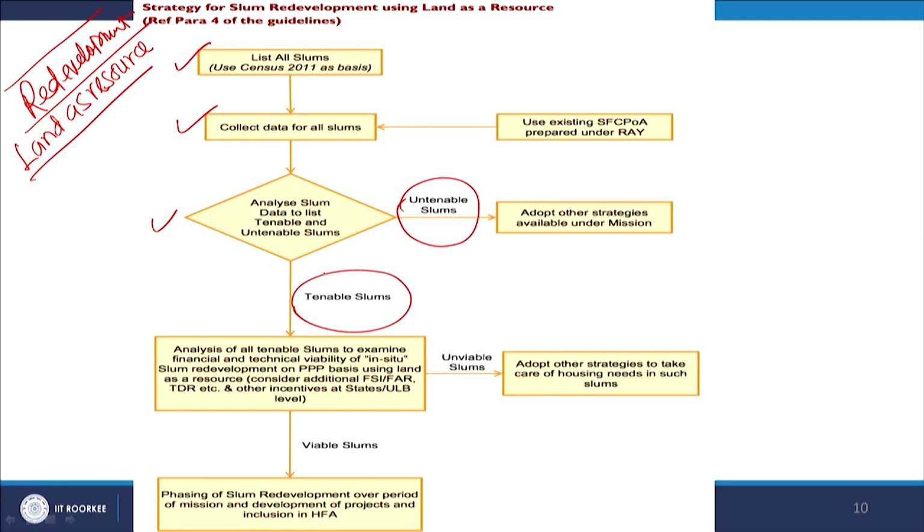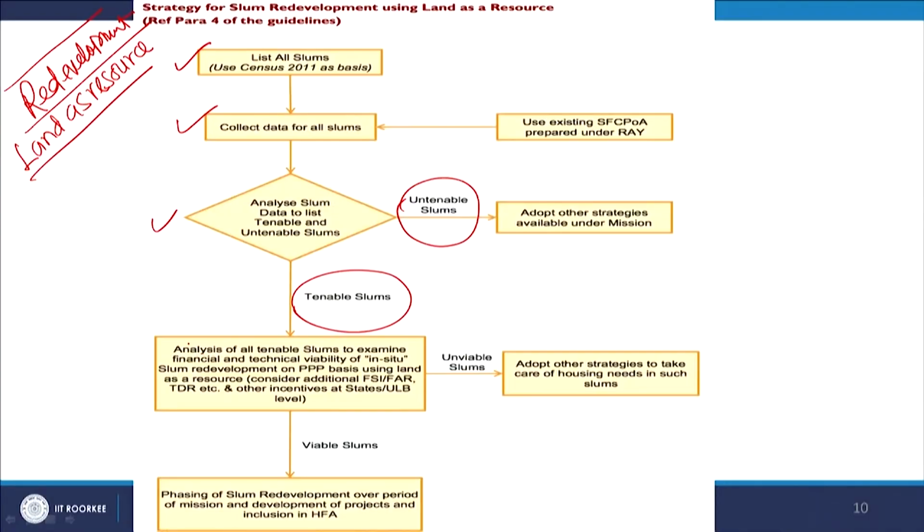Basically, untenable slums are those where people are living in a very disastrous condition or situation where you cannot redevelop that project. So, those kinds of slums have to be rehabilitated. In tenable slums, maybe the land is not owned by the slum dwellers, but the land is otherwise of good quality and not in a disastrous condition, like not in a river bed or on railway lines or under a high tension line. So, those are tenable slums.